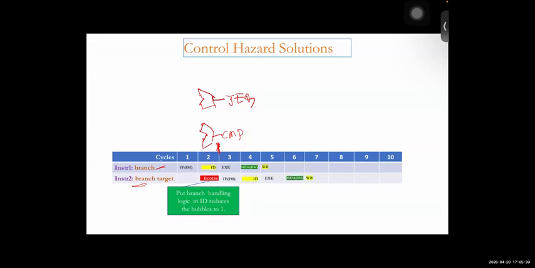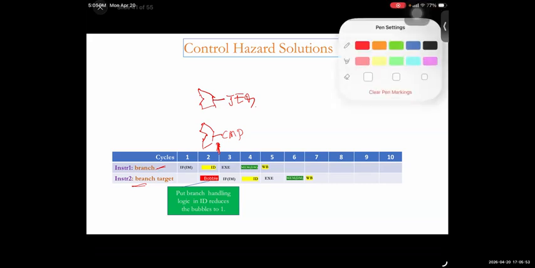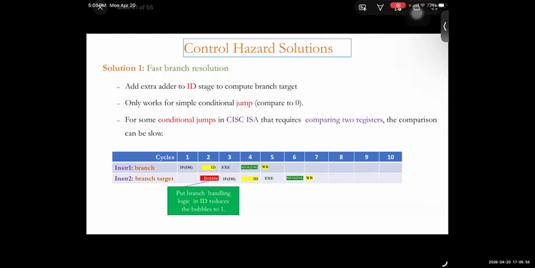It completes its execution in 7 cycles. Whereas if it is unknown, if there is no fast branch resolution, then they complete in 9 cycles. So this is one of the solutions. But it leads to hardware complexity again, adding the extra adders.